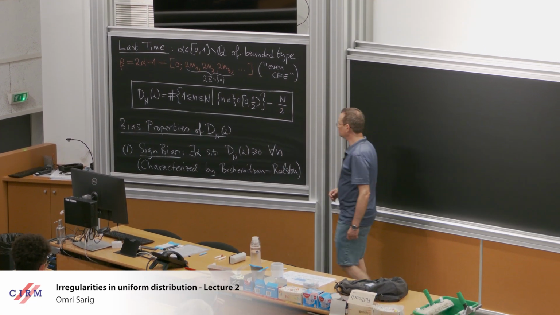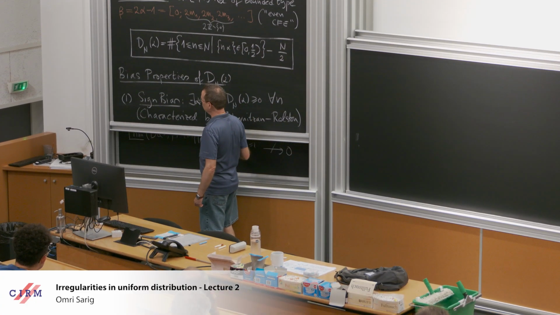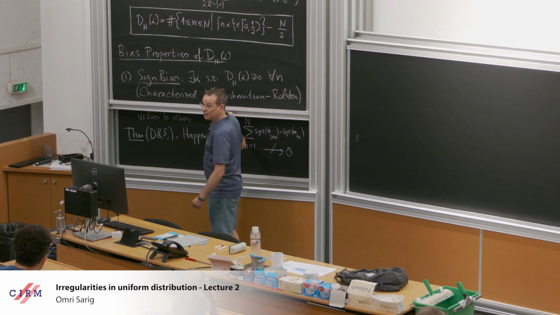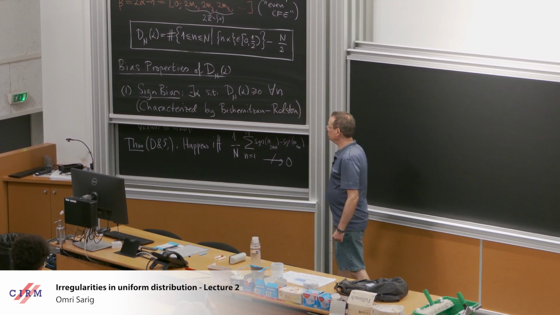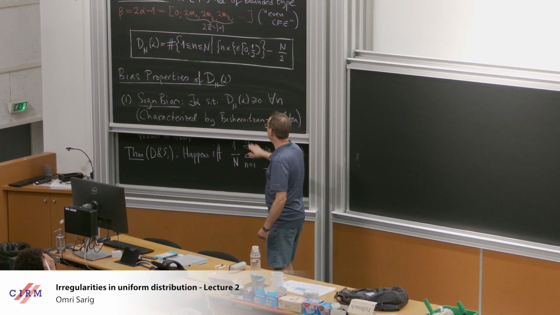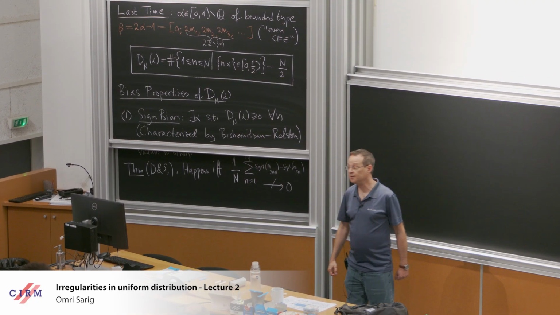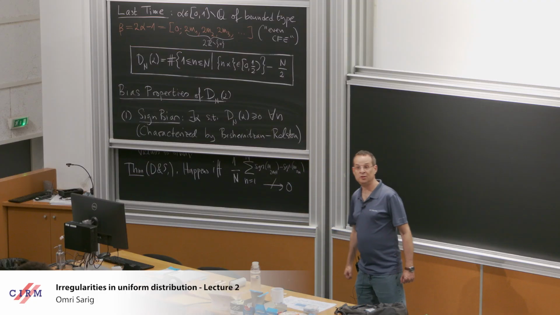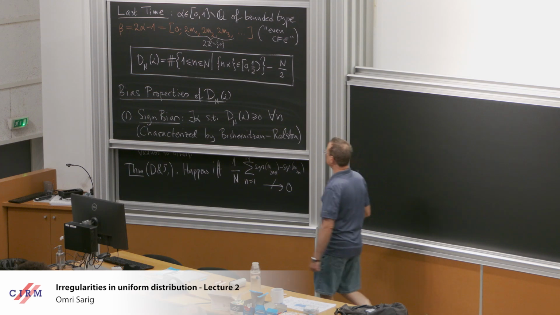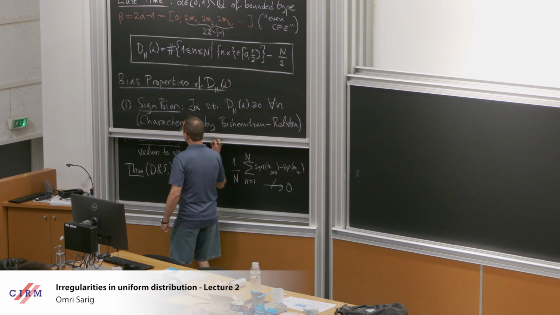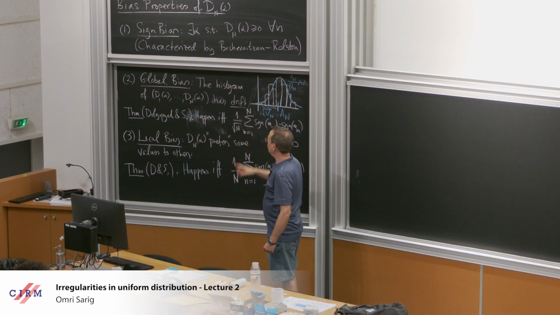We discussed last time three forms of irregularities of uniform distribution. The first and most dramatic is what I call the sign bias. This is the situation when the error term always has the same sign. Ralston and Bosher-Nitzan characterize the alphas for which this happens. For example, this happens for square root of 2. And then we talked about two other forms of bias, global bias and local bias.